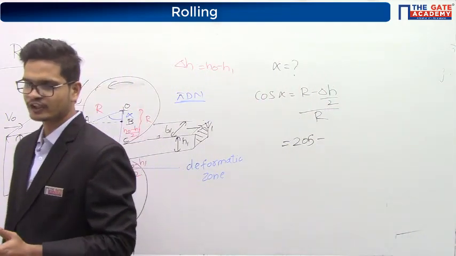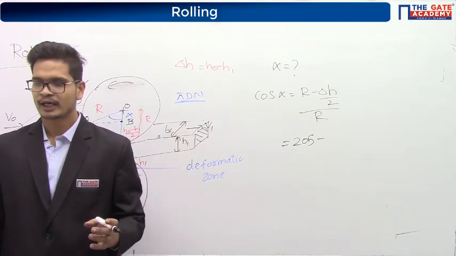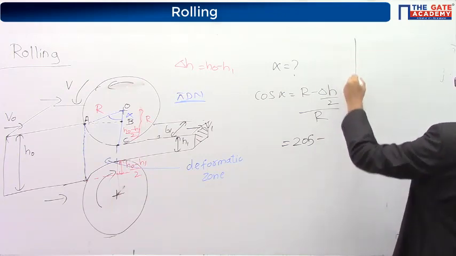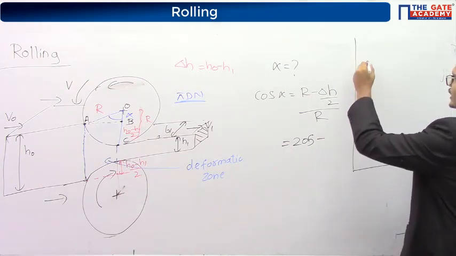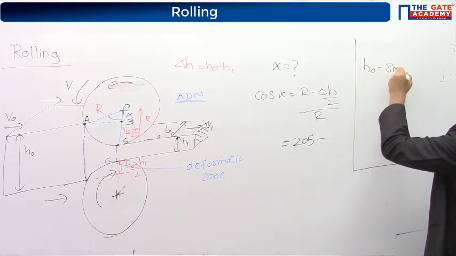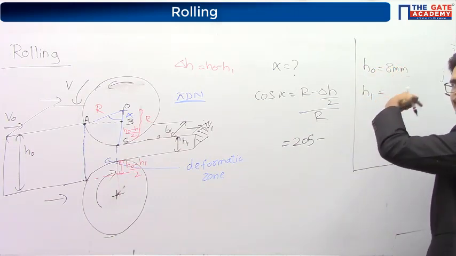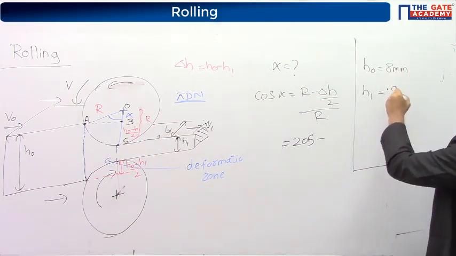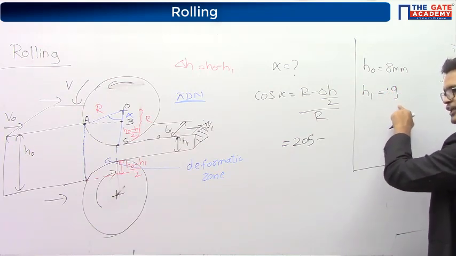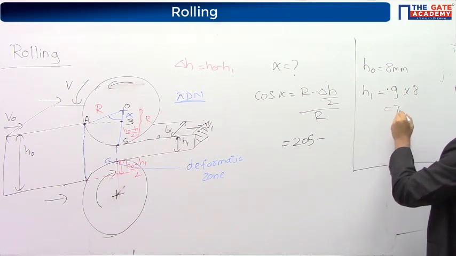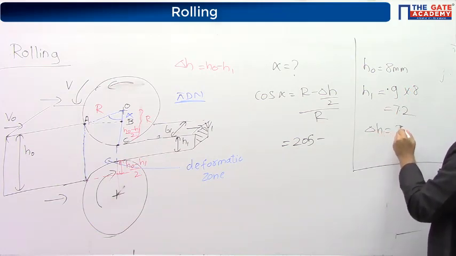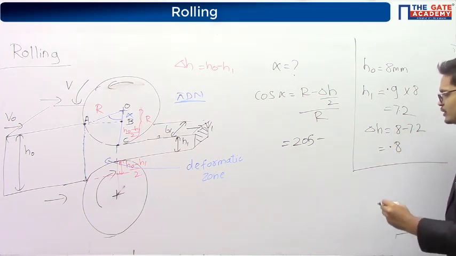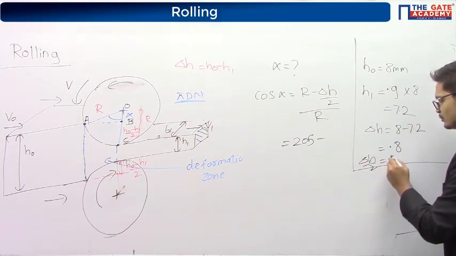A strip of width 140 mm and thickness 8 mm undergoes 10% reduction in thickness. Initial thickness they have mentioned as 8 mm. Final thickness will be 10% less than 8 mm, that is 90% of 8 mm. 90% is nothing but 0.9 times, so 0.9 into 8 becomes 7.2. So delta H is equal to 8 minus 7.2, it is 0.8. Delta H by 2 becomes 0.4.